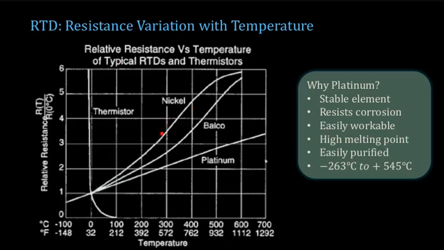Now this is the characteristic graph for RTD, the variation of resistance with temperature. Here we are marking relative resistance, that is RT by R0. RT is the resistance at a particular temperature T, and R0 is the resistance at the reference value. Now we have different materials that can be used. You have nickel, Balco, which is an alloy of iron, then you have platinum, etc.